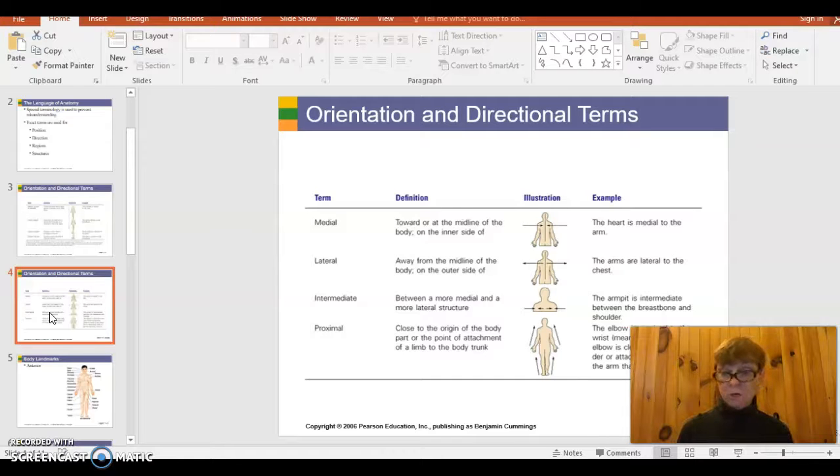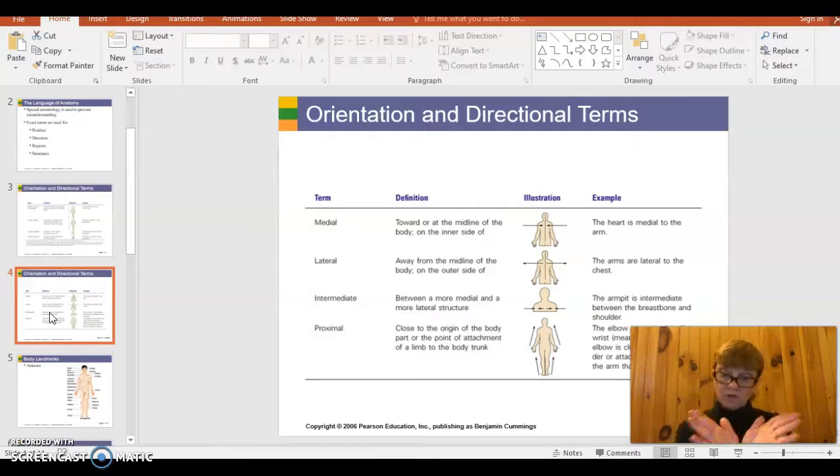So medial, again, we've already used in the planes of the body. Remember that the sagittal plane is also known as the midline or median, and so that is toward the middle. And so that one should be easier for you. The heart is medial to the arm is what Marieb 1C, the PowerPoint in Google Classroom, uses as an example. I would also say, even if you're looking at just the leg and we're looking at different muscle groups, one would be medial to the others.